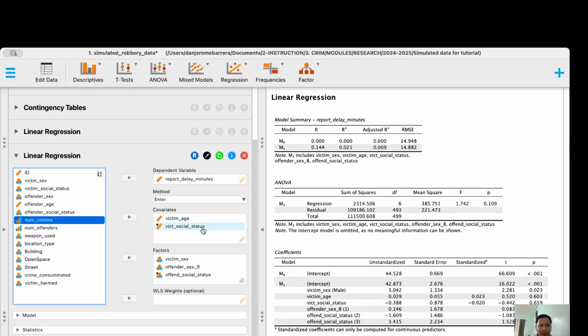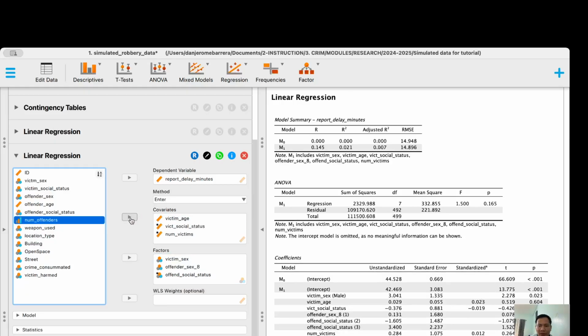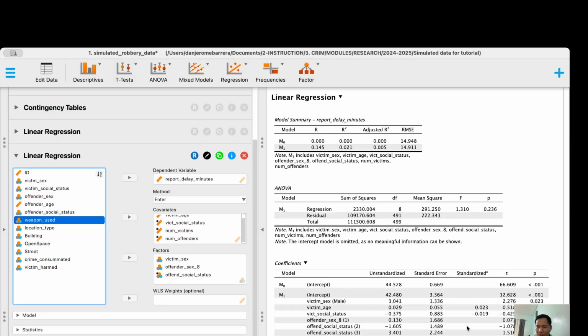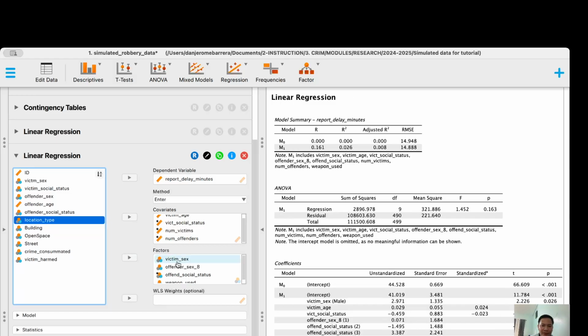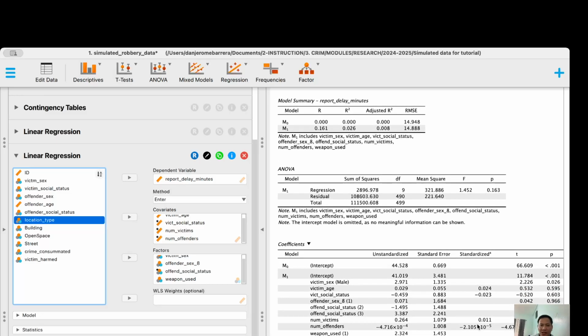How about number of victim? Let's move it to covariates. There's no relationship again because the p-value is 0.792. Number of offenders. No relationship again. How about location type? Oh, weapon type first. Let's move it to factors. The p-value is 0.110. This means that there's no significant relationship. There's no relationship between weapon use and delay in reporting robbery incidents.